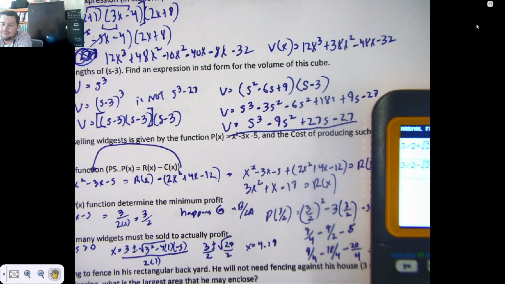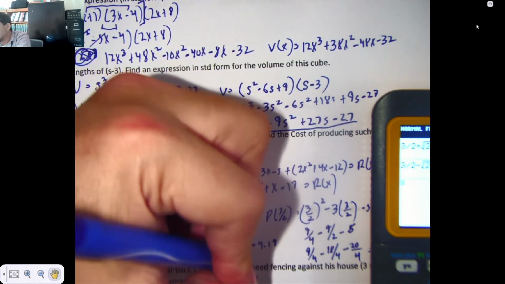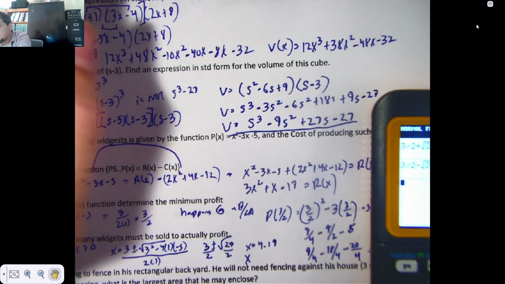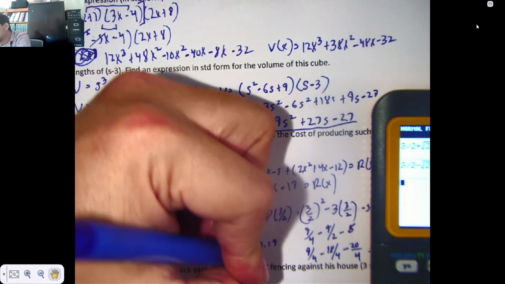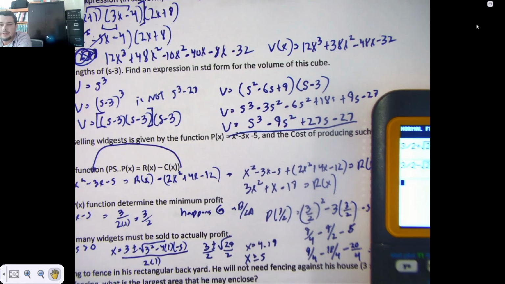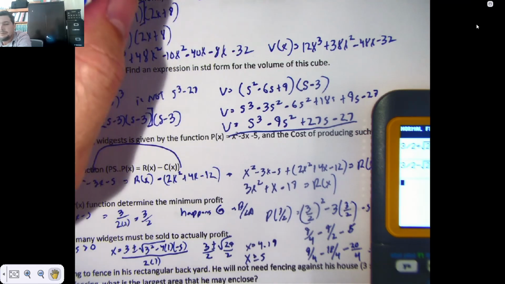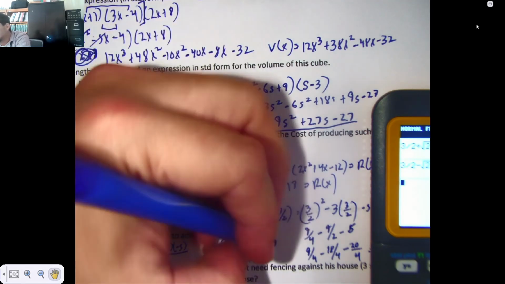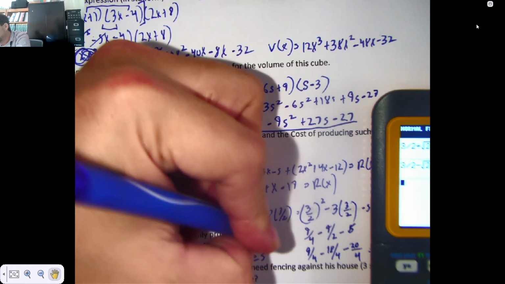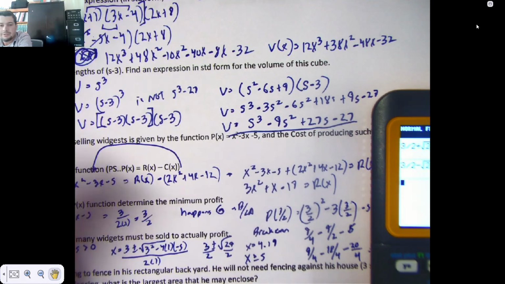Well, I have no idea what a widget is. So I'm just going to round that to 5. But because it was an inequality, I actually have changed the symbol too, greater than or equal to 5. Because at 4.19, you break even. This is break even. That's where you're actually equal to 0.